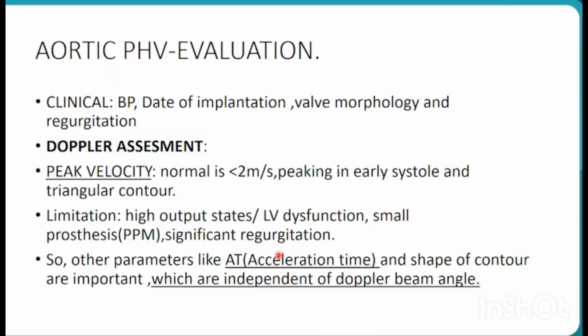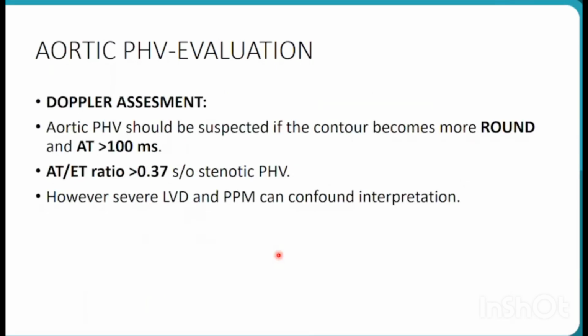This can cause considerable confusion while evaluating the prosthetic heart valve. So standalone peak velocity cannot be taken as one of the markers of anatomical obstruction. So there are other parameters, that is acceleration time, which are independent of Doppler beam angle. The normal values are as follows, that is it has to be less than 100.